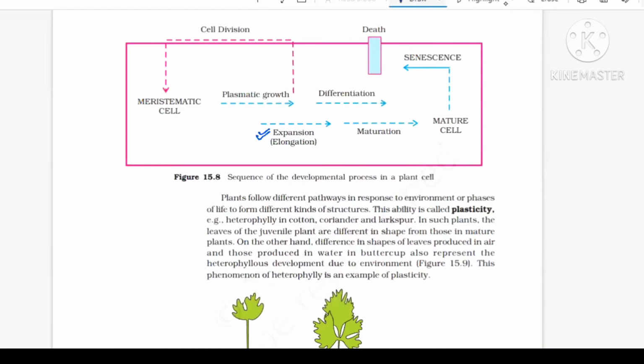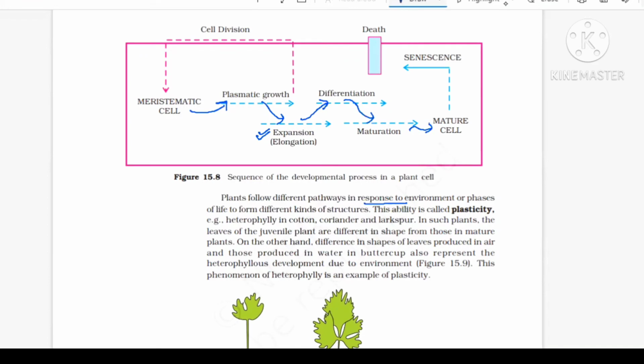And when the cell reaches the maturation phase, it becomes a mature cell and finally senesces to death. So this is how to study from the meristematic cell: plasmatic growth, then expansion. After expansion, differentiation. After differentiation, maturation. Then they make a mature cell and senescence leading to death. Is it clear?